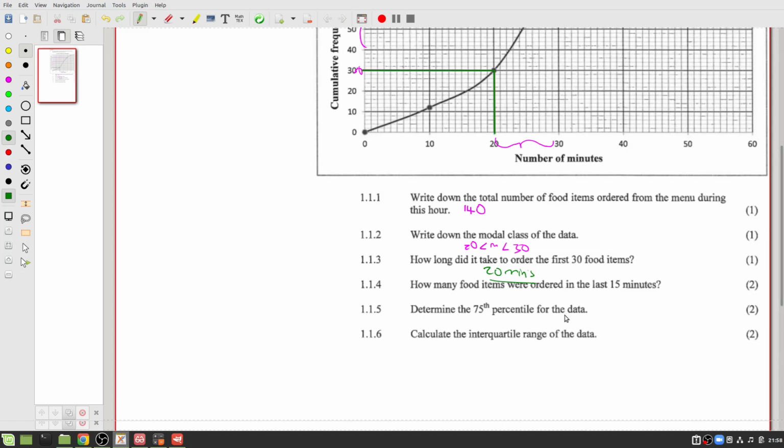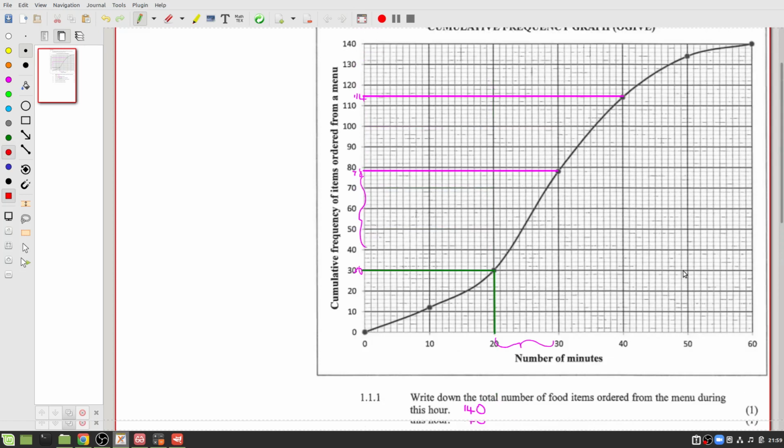Okay, how many food items were ordered in the last 15 minutes? So the last 15 minutes, now we have to check. Okay, so how do we get the last 15? Well, 15 less than 60 is 45, right? There's 1, 2, 3, 4, 5. So right here, at 45 minutes, let's just draw a nice line there and connect it to our vertical axis here. So now we check. So in the last 15 minutes, so in these minutes, we ordered that many food items. So important not to read off this value here, because this will be the first 45 minutes, right? This will be the left-hand side. We're looking for the last 15 minutes, those ones.